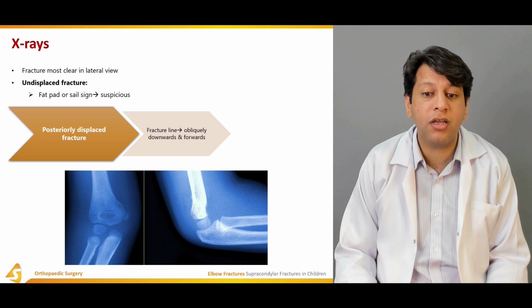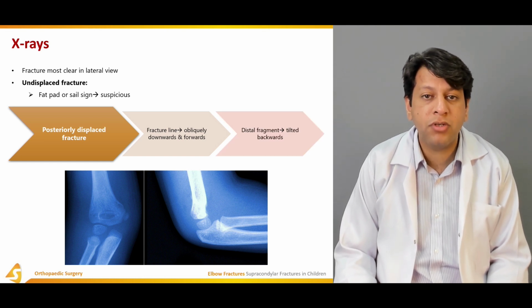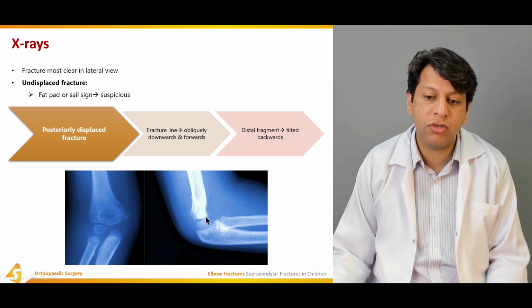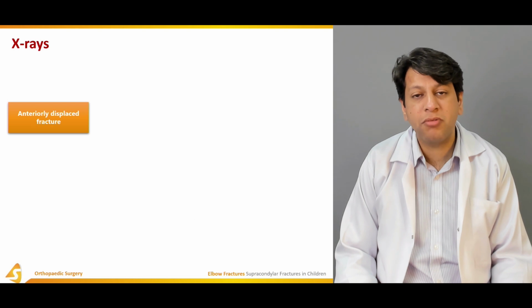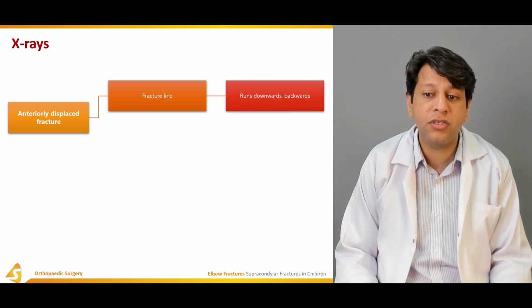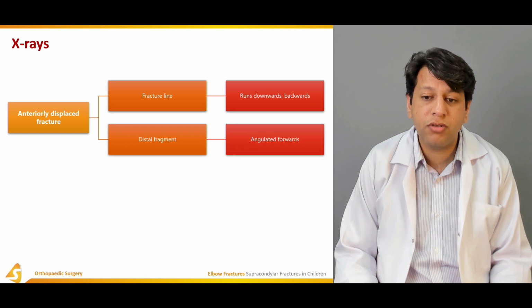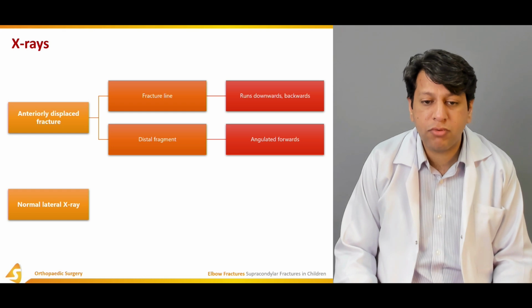Then comes the posteriorly displaced fracture. Usually the fracture line runs obliquely downwards and forwards, and the distal fragment is usually tilted backwards, as you can appreciate over here. Now coming to the anteriorly displaced fracture. In that case, the fracture line runs downwards and backwards, and the distal fragment is angulated forwards.